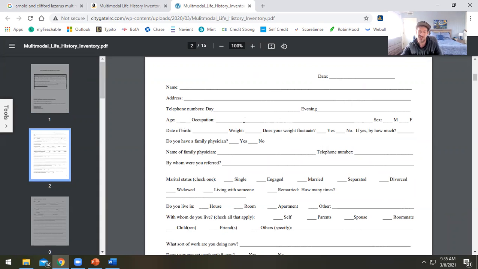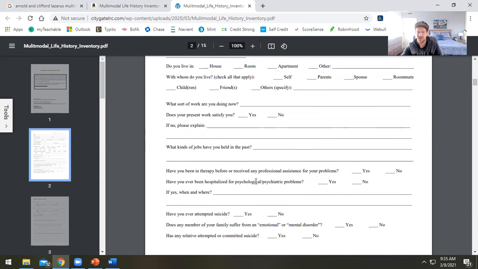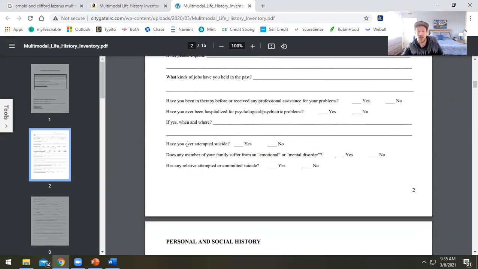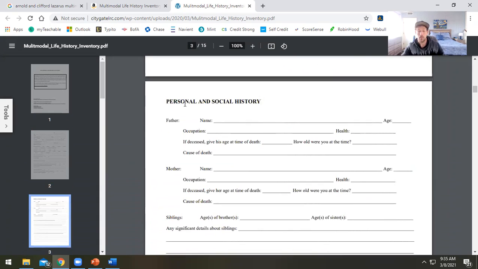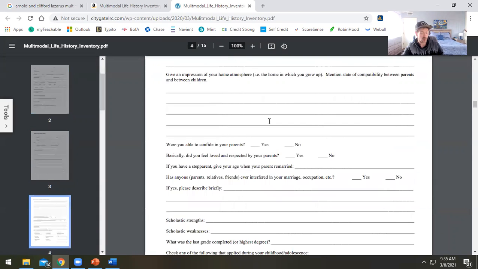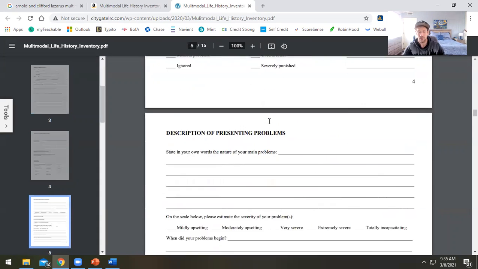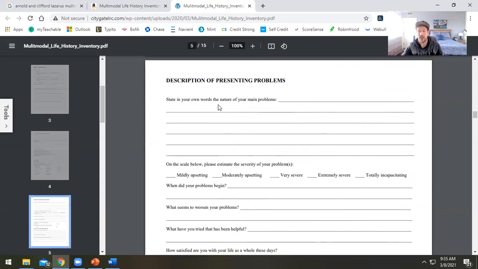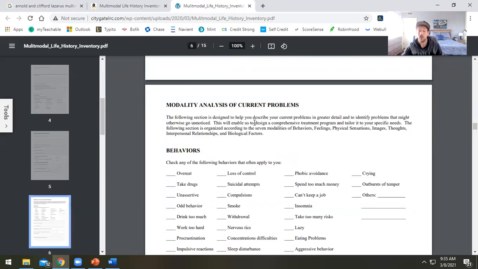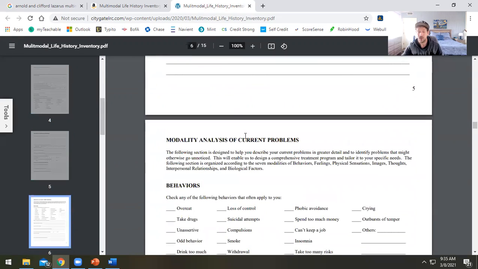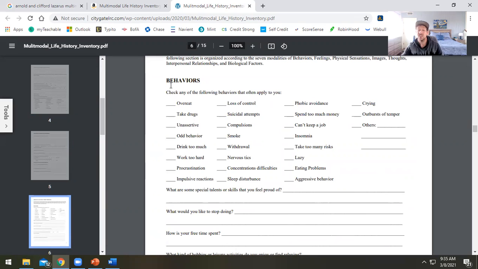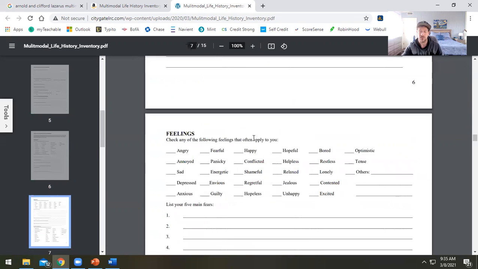So here's the original questionnaire. Look at how many questions there are. Name and all the classic objective information. And then, what kind of jobs have you held in the past? Have you ever attempted to, and so on. Personal and social history questions. Moving further forward, description of presenting problems, expectations regarding therapy. And then, do you overheat? Do you take too many risks? Do you see yourself as lazy? Do you have concentration difficulties?